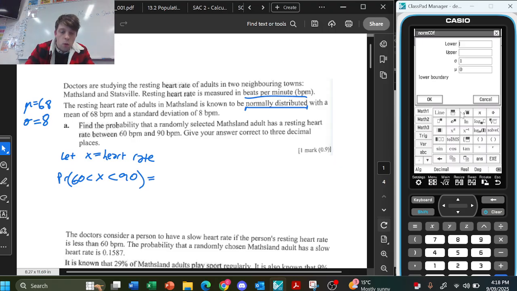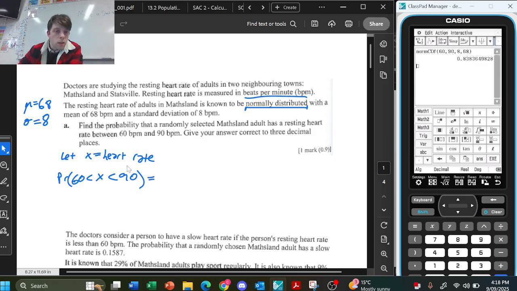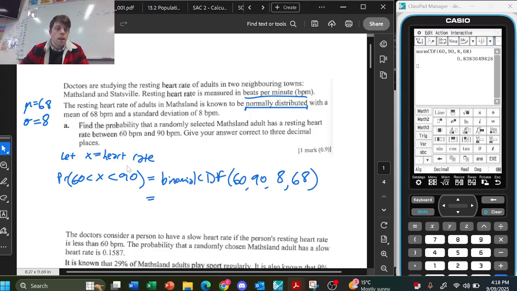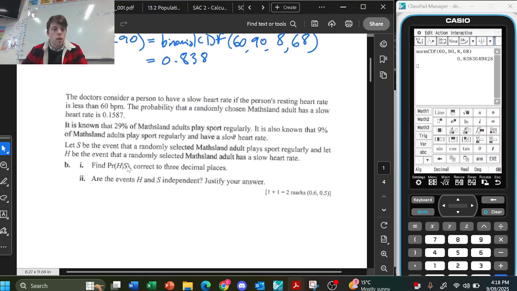Yes. Okay, so we put in 60 and 90 as our lower and upper bounds. Standard deviation is 8, and mean is 68. So we get that. We'll write it out. So normal CDF with a lower bound of 60, upper bound of 90, standard deviation 8, and mean of 68. And that comes out as being equal to 0.838, correct to 3 decimal places. Awesome. All right, moving on to the next question.